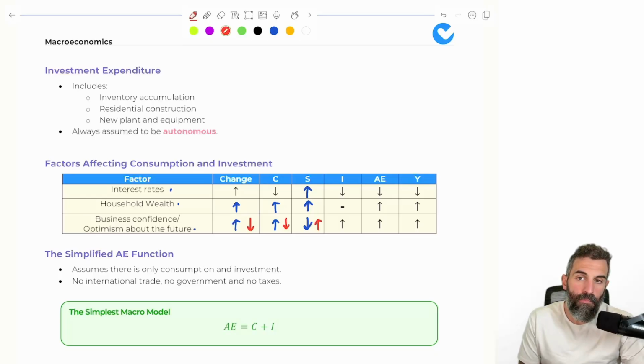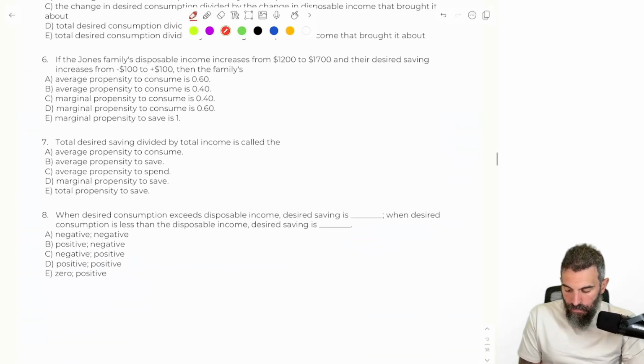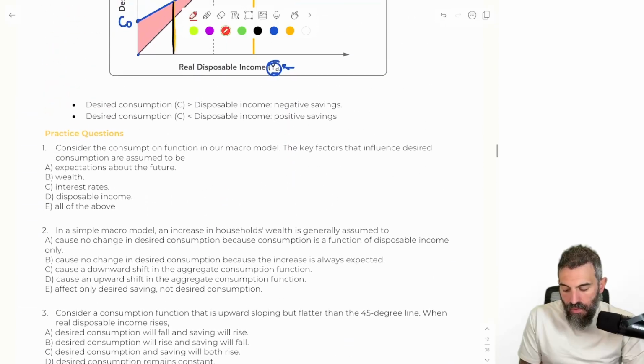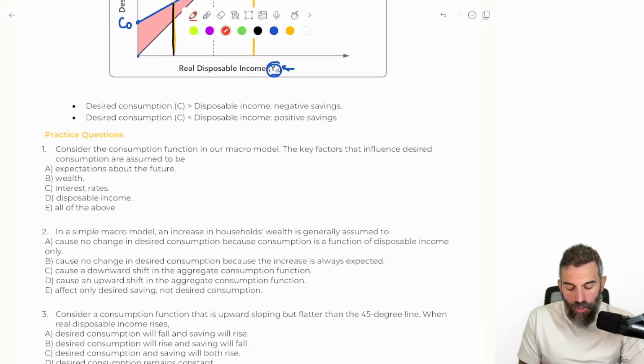So for question number 1, consider the consumption function in our macro model. The key factors that influence desired consumption: expectations about the future, wealth, interest rates, and your disposable income, of course, are all factors that affect your desire to consume.